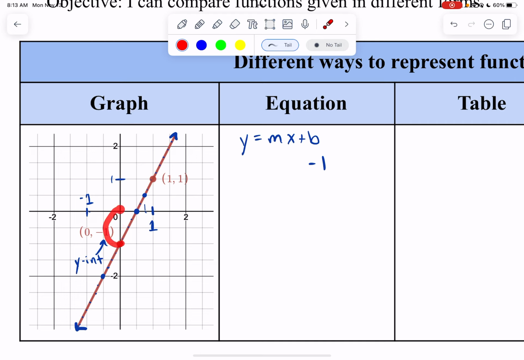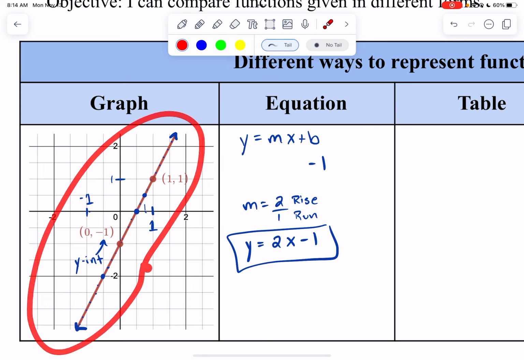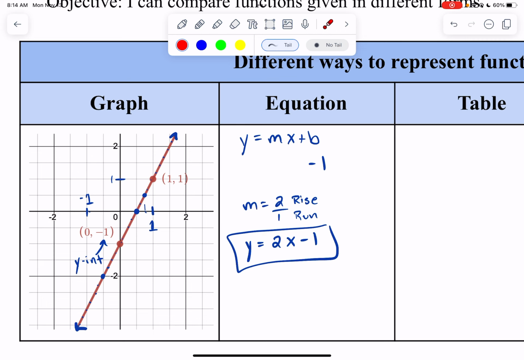So if I go up 1, up 2, that's a rise of 2. So for my slope, my rise is 2 and my run is 1. So my slope is 2 over 1. So y equals 2x minus 1. There's an equation that also shows how x relates to y, the relationship between the two. This shows it as well. How x relates to y is 2 times x minus 1.